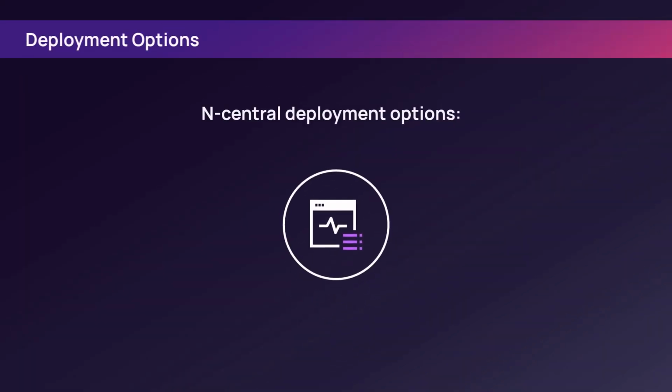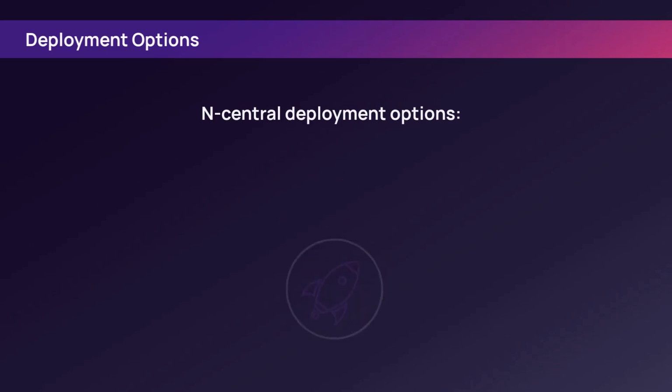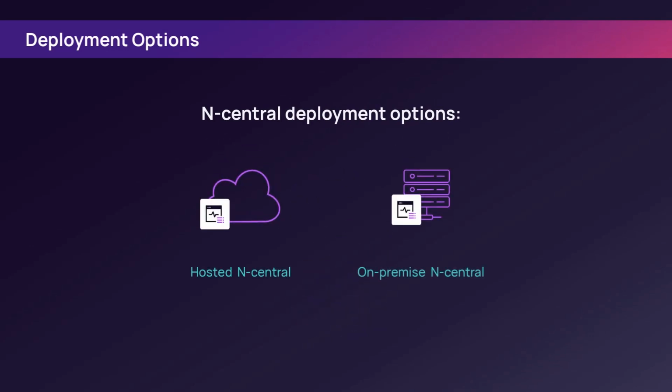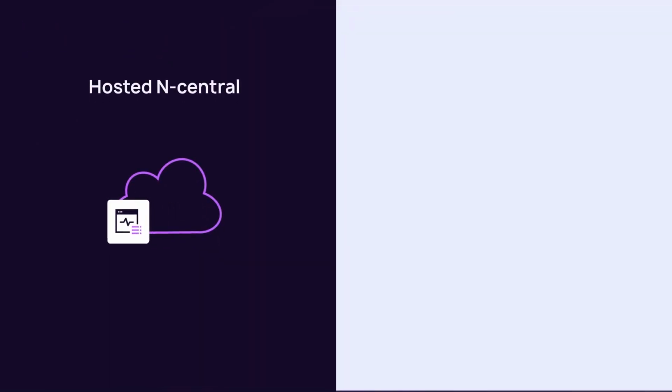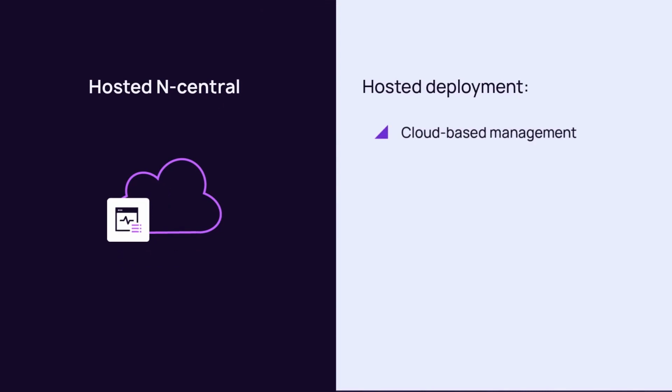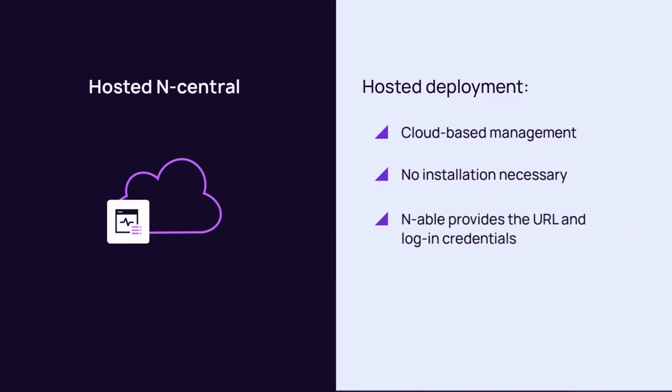There are two Endpoint Central deployment options, hosted and on-premise. For a hosted deployment, Endpoint Central is deployed from the cloud and there is nothing to physically install. Enable maintains the server for the hosted partner and provides a URL and credentials to log into the Endpoint Central portal.